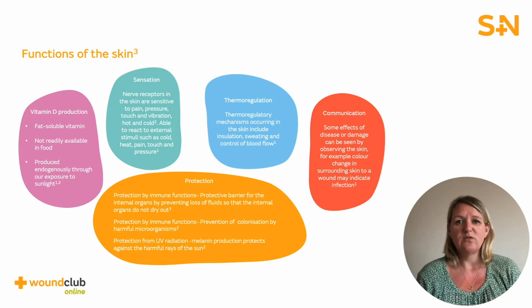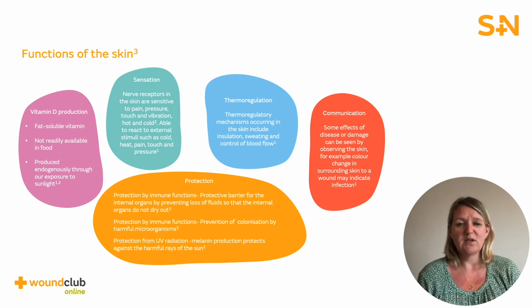Sensation is as a result of nerve receptors in the skin that are sensitive to pain, pressure, touch and vibration, and hot and cold. This makes us able to react to external stimuli such as temperature change. The skin also plays a role in thermoregulation. Receptors in the skin monitor temperature and transmit impulses back to the hypothalamus. This part of the brain coordinates the autonomic nervous system, which includes the control of body temperature.